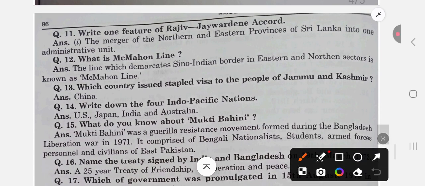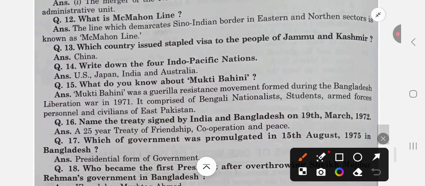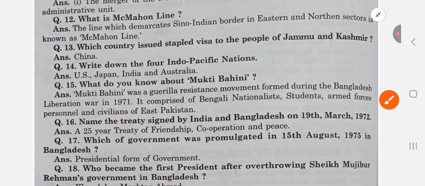Write one feature of the Rajiv-Jayawardene Accord: the merger of the northern and the eastern province of Sri Lanka into one administrative unit. What is the McMahon Line? It is the Sino-Indian border. Basically, the line which demarcates the Sino-Indian border in the eastern sector is known as the McMahon Line. Which country issued stapled visas to the people of Jammu and Kashmir? It was China. Write down the four Indo-Pacific nations: the US, Japan, India, and Australia. They are Indo-Pacific nations. Right? Comment whether it is right or not.